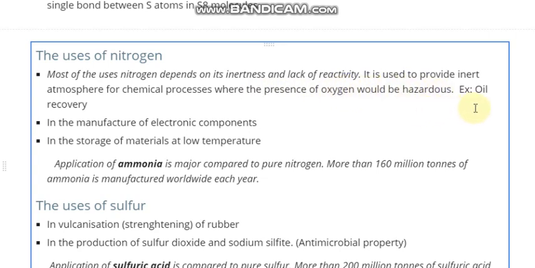For example, in oil recovery, we need this. Nitrogen under pressure is used to force the oil to come up to the surface from underground. Nitrogen is also used in the manufacture of some electronic components.